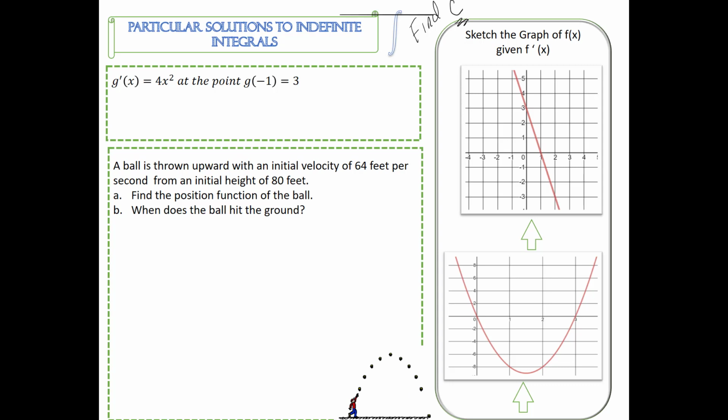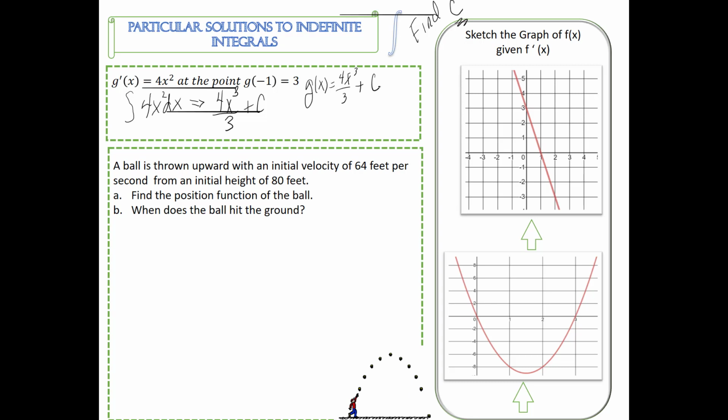So if you look at my first example here, it says g prime of x is equal to 4x squared. So the differential is 4x squared. So if I integrate, remember that symbol, so I'm going to integrate 4x squared dx. So if I use my integration rules, I'm going to add 1 to the exponent. So I get 4x cubed over 3 plus c. So that's what my function g equals. So g of x is equal to 4x cubed over 3 plus some constant value.